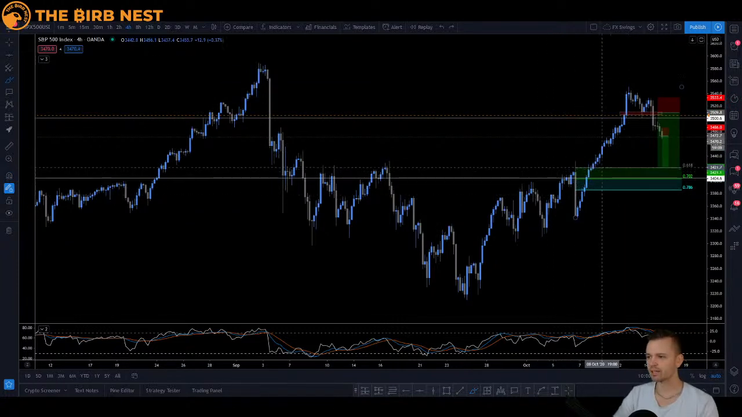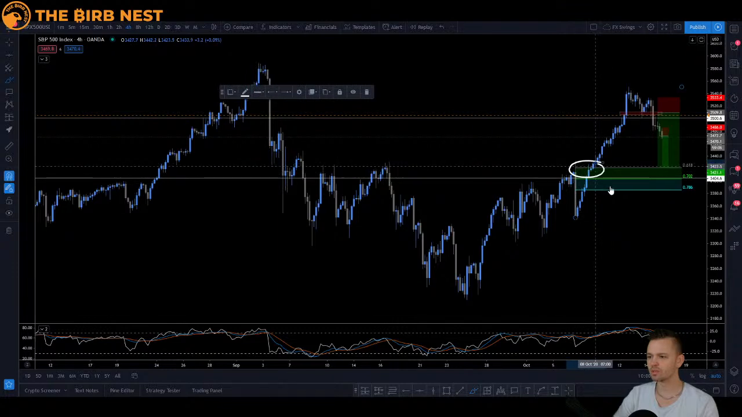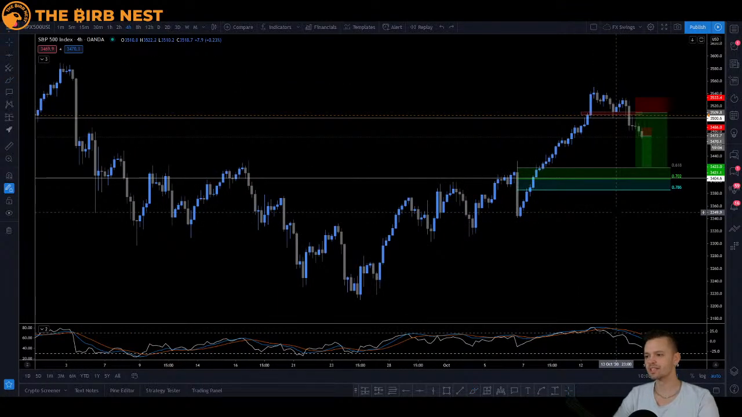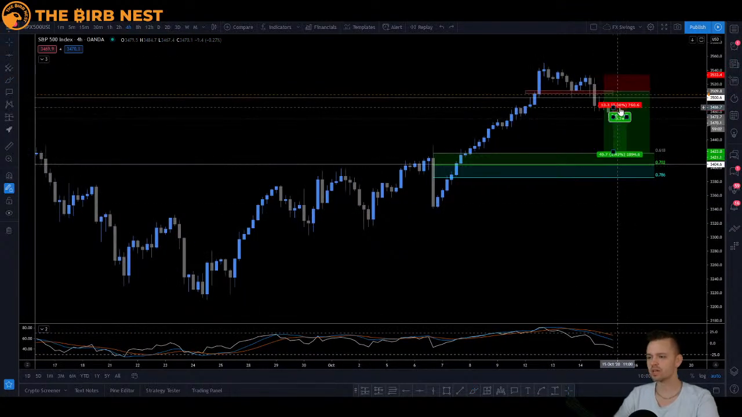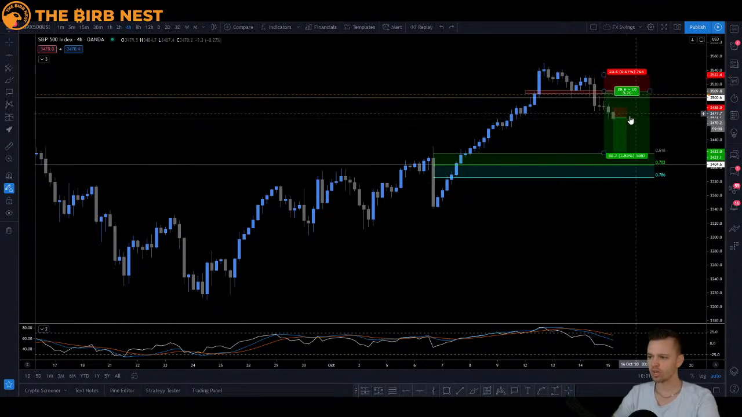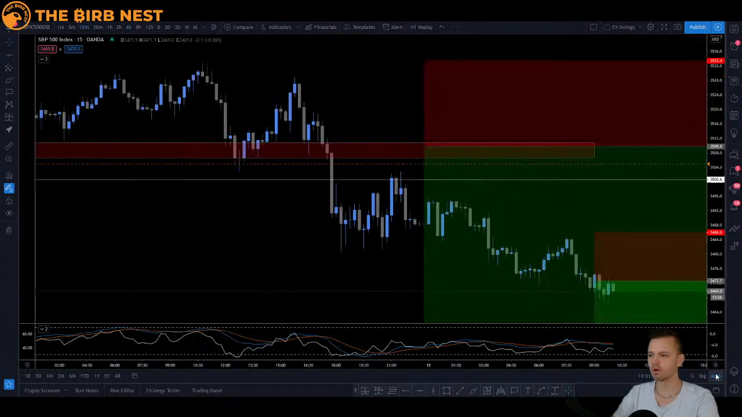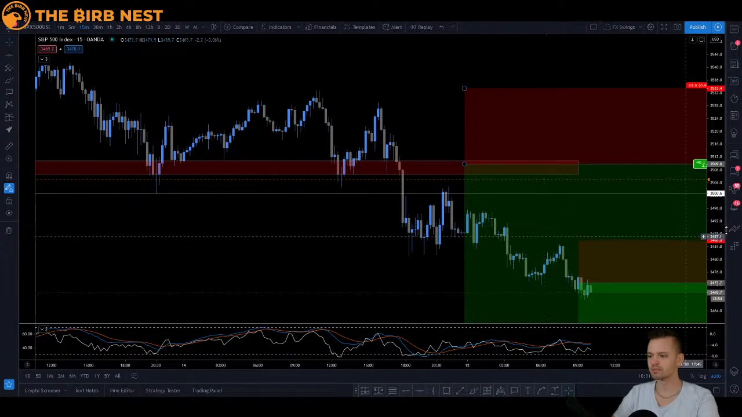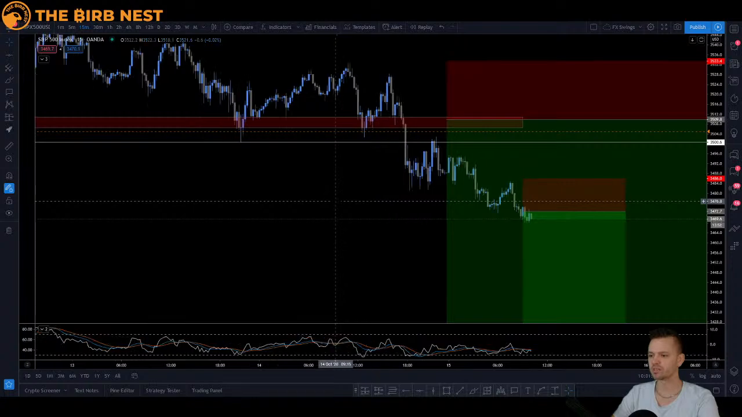So I do think that this level down here is going to act as a magnet. So I'm just going to stay in this short. I'm going to take profits down here, and I'm going to trail my stop manually down with every new swing high on probably the 15-minute, because the 15-minute has a pretty clean range right here.